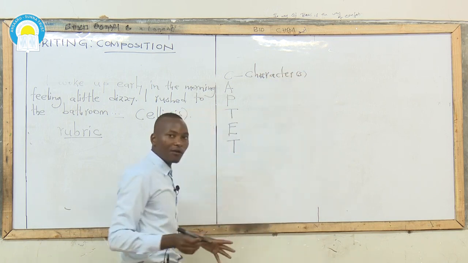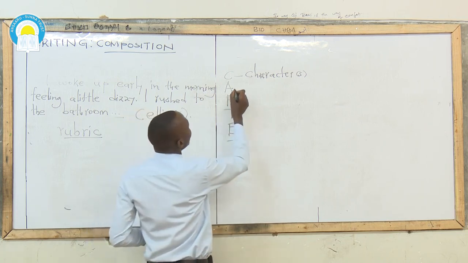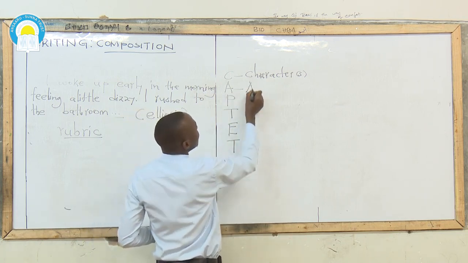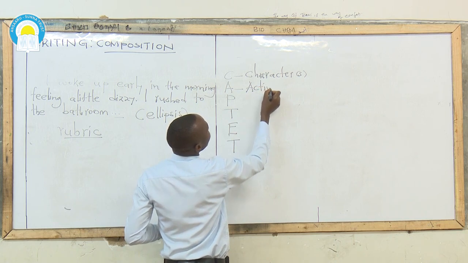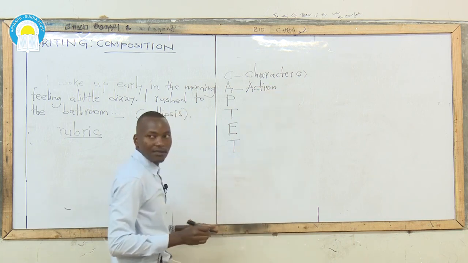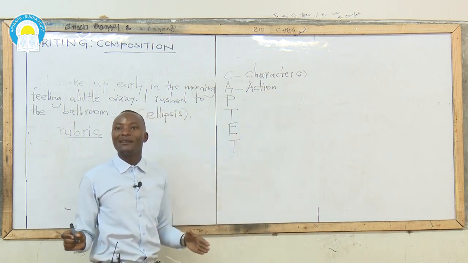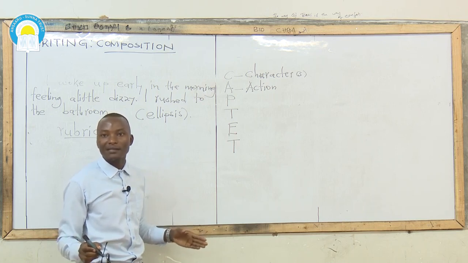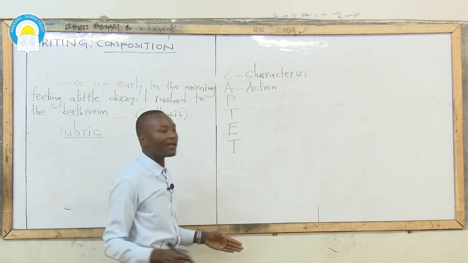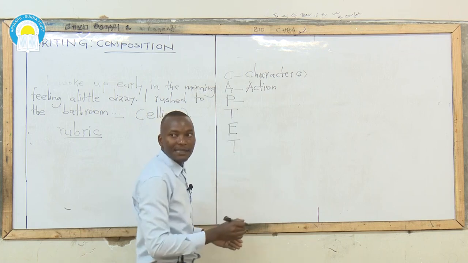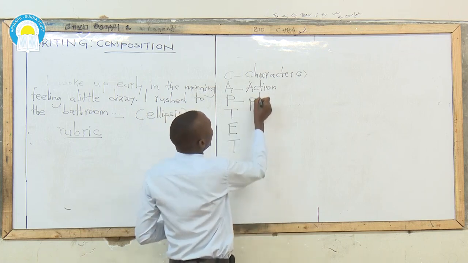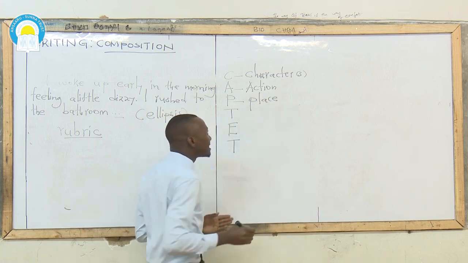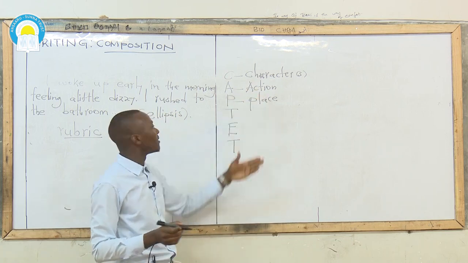These are the people involved in the story. Then we have the action. Action refers to what the character is doing. The verbs, the doing words. What is the character doing? Then P is the place. Where is the character doing the action?